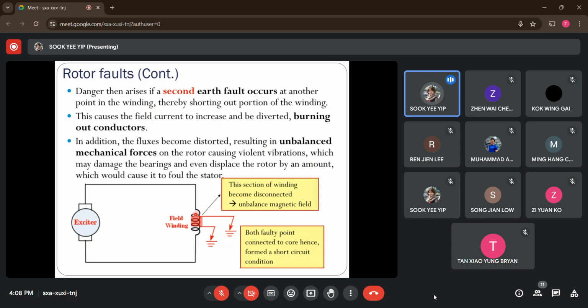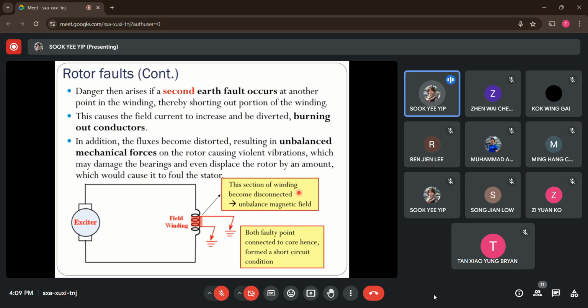increase. As we know, whenever we have a higher number of turns or a longer winding, resistance will increase. But right now it's being cut out, so we will have higher field currents. Higher current flowing through the field winding will cause burning on the field conductors, or field winding conductor, I should say. Not only this, whenever we have current flowing through the field winding, the flux will also be generated. So right now the flux generated will become distorted, causing unbalanced magnetic fields.